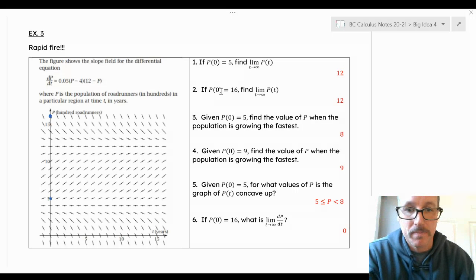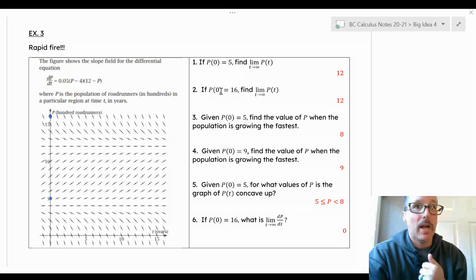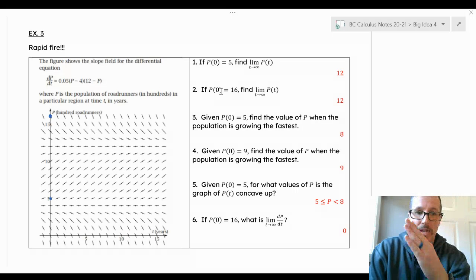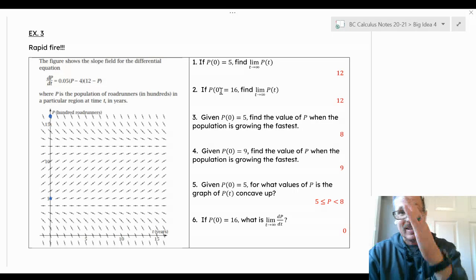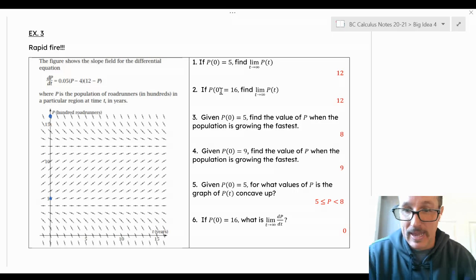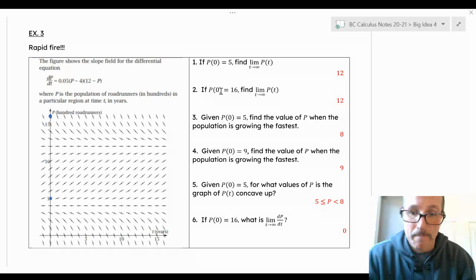If P of 0 is 5, what are the values of P where P is concave up? Well, concave up, that's that shape of the curve where it's growing and then it starts to tail off. So that's going to happen between 5 and 8 because 8 is that inflection point of the curve.